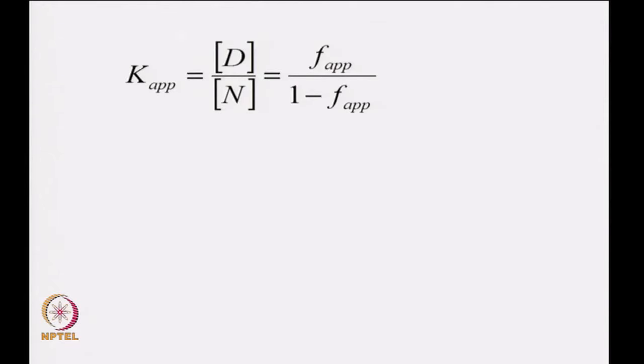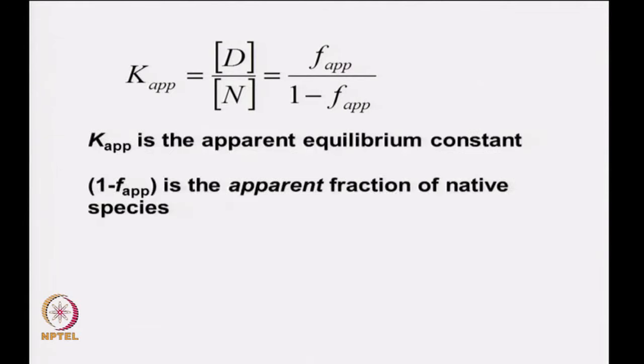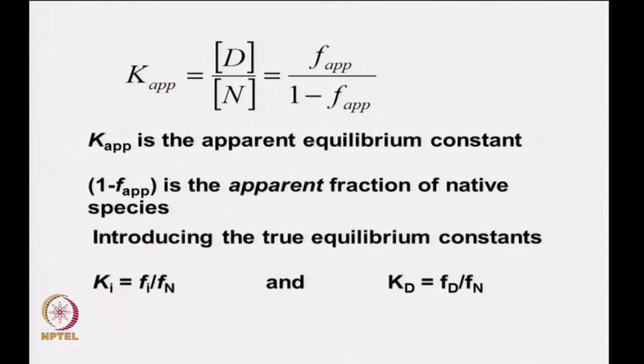Okay. Now I go for k apparent, again the equilibrium constant. So this is given by the same relation. We already know what k apparent is. It is the apparent equilibrium constant, and 1 minus f apparent is the apparent fraction of native species, right, because f apparent constitutes everything starting from your denatured state to all the intermediates. So 1 minus that would essentially give you what? Your fraction of the native state.